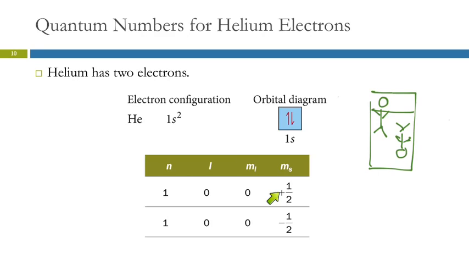So m sub s, one of these is positive 1/2, one's negative 1/2. So each row represents 1 electron? Yes, so this would be for the 1 electron, and this would be for the other electron. So they're in the same orbital because 3 quantum numbers define an orbital. 2 quantum numbers define a subshell, or a sublevel, and 1 defines the level or the shell.